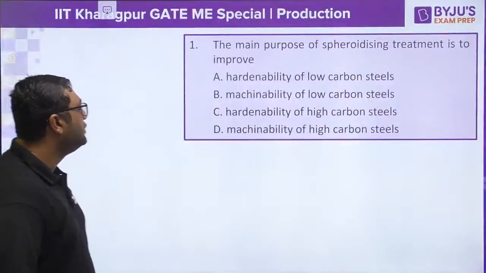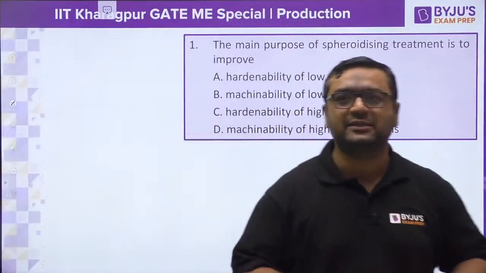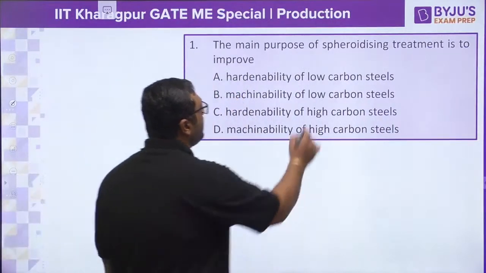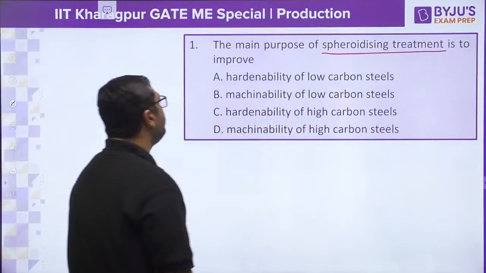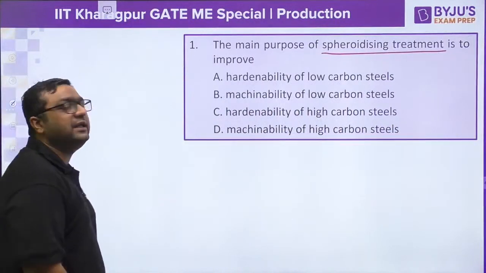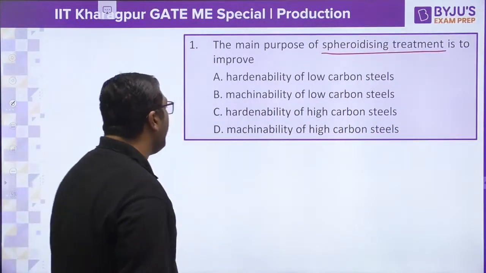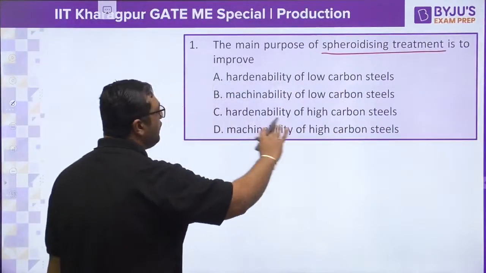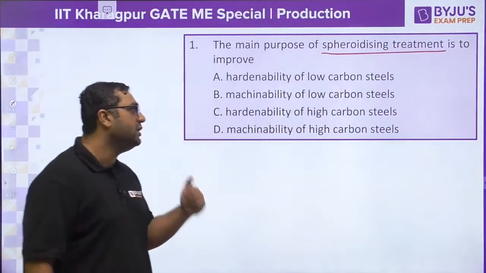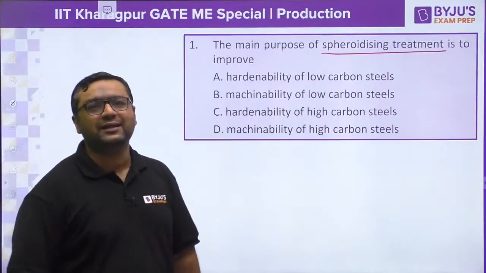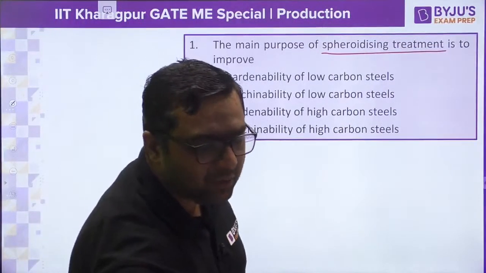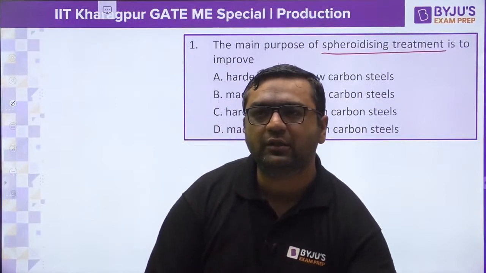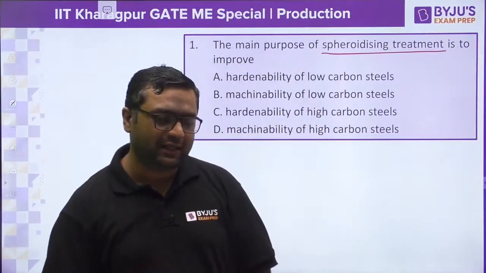So let us start. The first question is from material science. The question is: the main purpose of spheroidizing treatment is to improve which property? Spheroidizing treatment is a kind of annealing process. The options are hardenability of low carbon steel, machinability of low carbon steel, hardenability of high carbon steel, and machinability of high carbon steel. What is going to be the right answer? As I said already, this series is going to be from IIT Kharagpur previous year's questions, so it is going to be really very helpful.